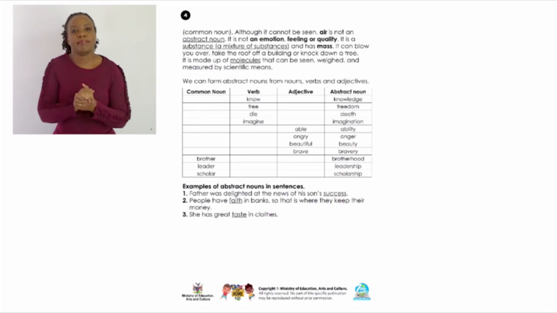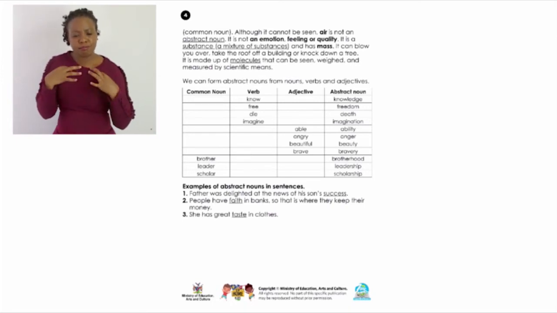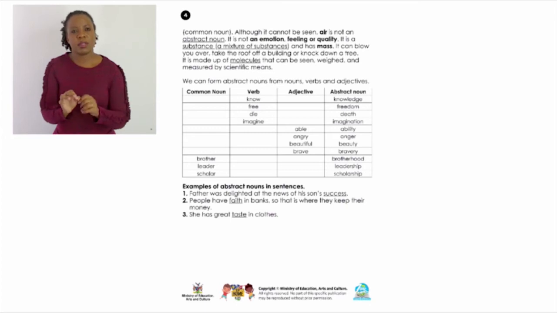Number 2, people have faith in banks, so that is where they keep their money. Our abstract noun there is faith. Faith is not something tangible, it is a feeling. The last one is, she has great taste in clothes. Taste is our abstract noun, which we cannot see, we cannot touch, so taste becomes the abstract noun.